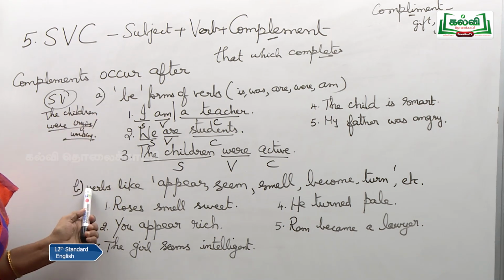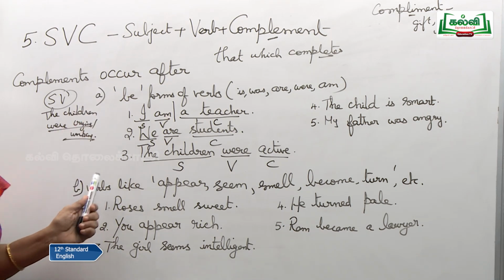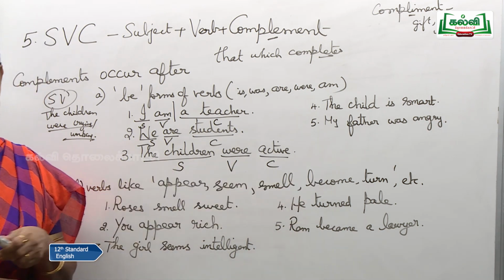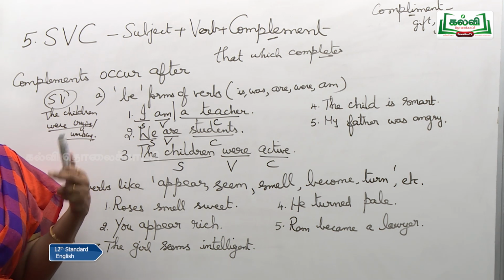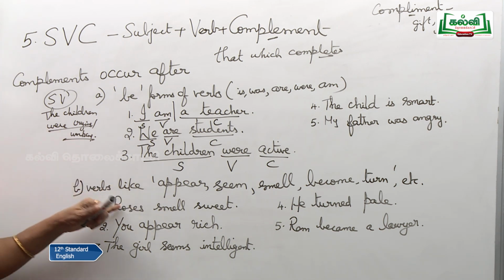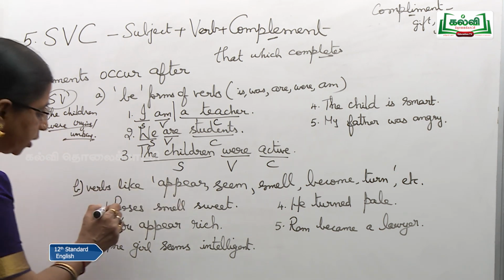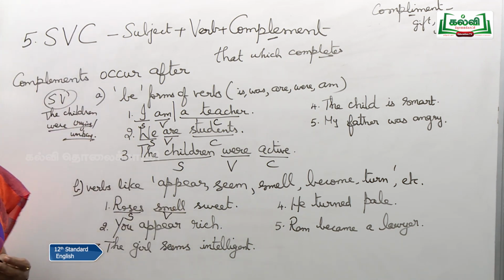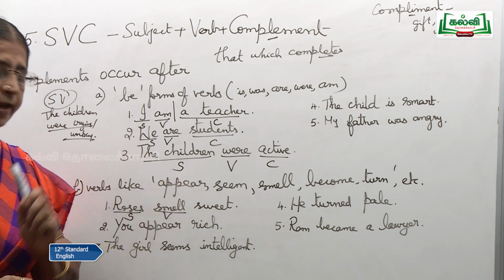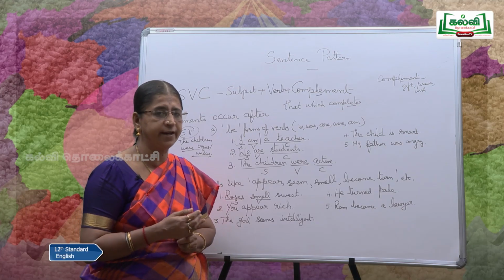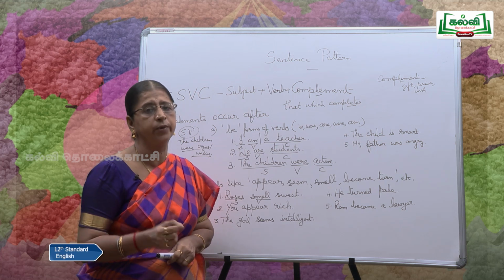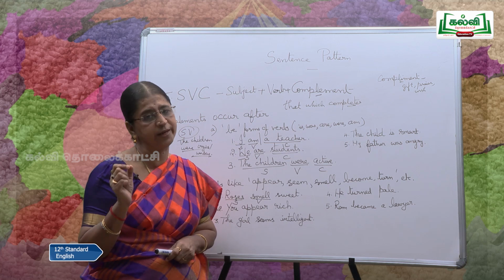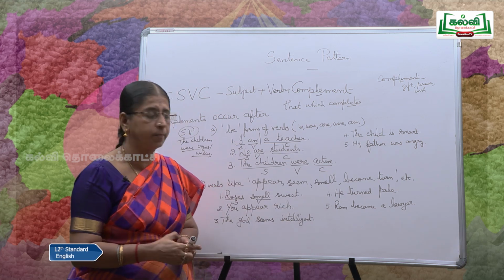Now, next clue, complements occur after verbs like appear, see, smell, become, turn, etc. Now, let us discuss this with some examples. Now, roses smell sweet. What are we talking about? Roses, subject, smell, verb. Now, roses smell. Stop there. You might say that the meaning is complete, but what do I wish to convey to you? I wish to tell you that the smell given by roses is sweet. Therefore, sweet is the complement.